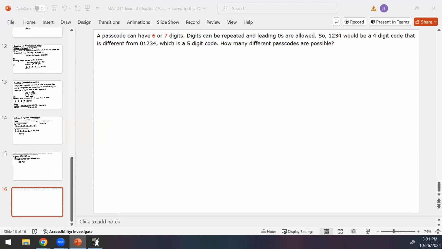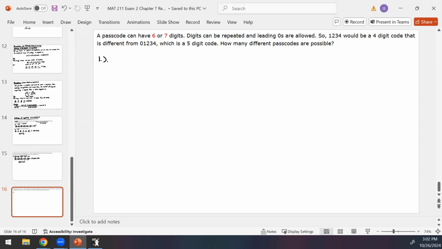All right, so looking at some of the passcode problems, like a password can have 6 or 7 digits. Digits can be repeated and zeros are allowed in the front. So 1, 2, 3, 4 is a 4-digit code, and 0, 1, 2, 3, 4 is a 5-digit code. Sorry. And those wouldn't work. That means no 6-digit code will ever work for a 7-digit, and no 7-digit code will ever work for a 6-digit. So they are completely separate. So that's where that addition principle is going to come into play. You have to do one for the 6 digits and one for the 7 digits, right?